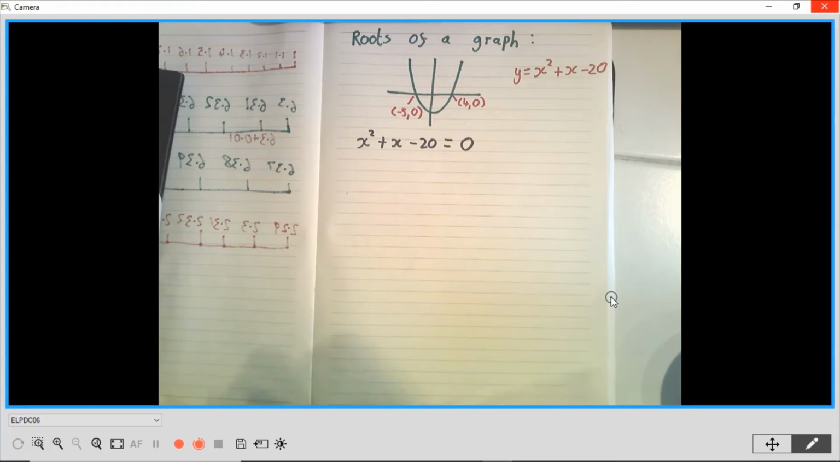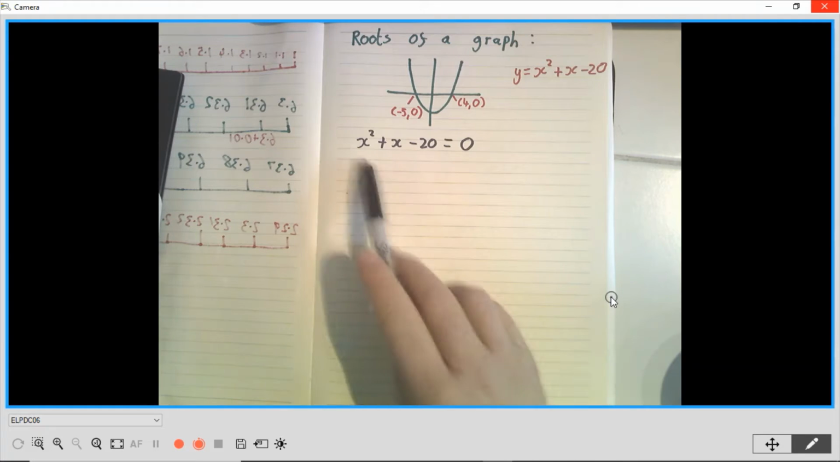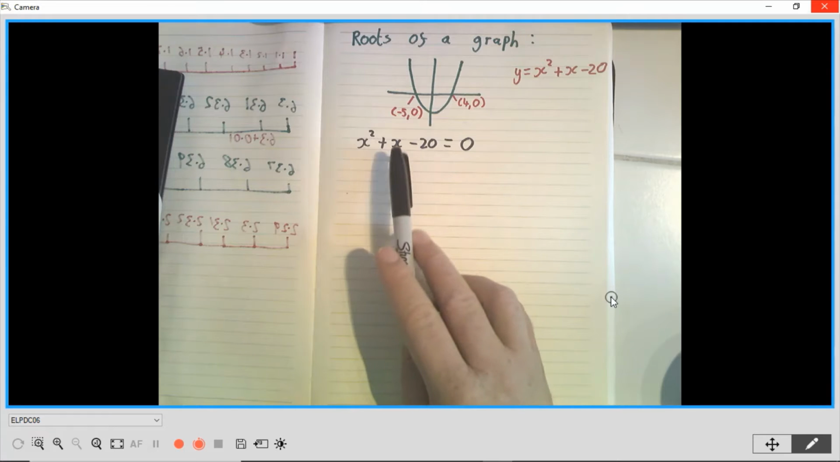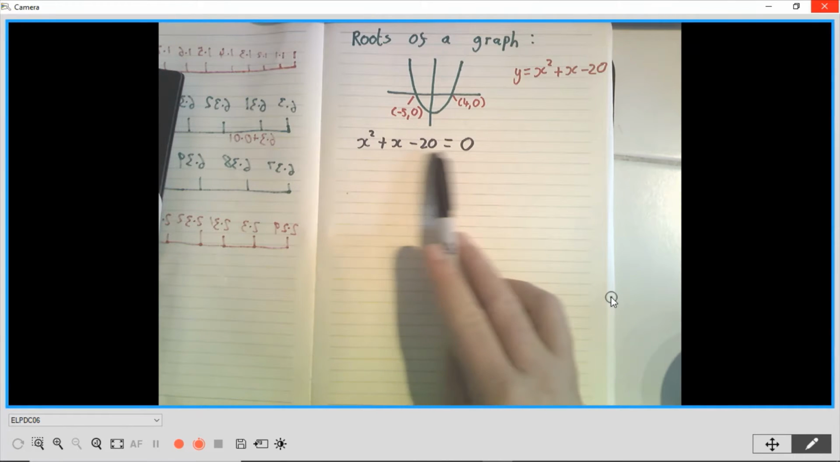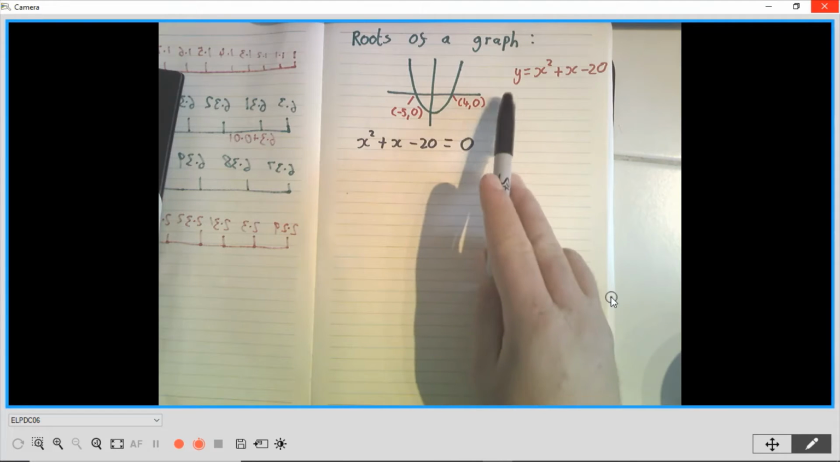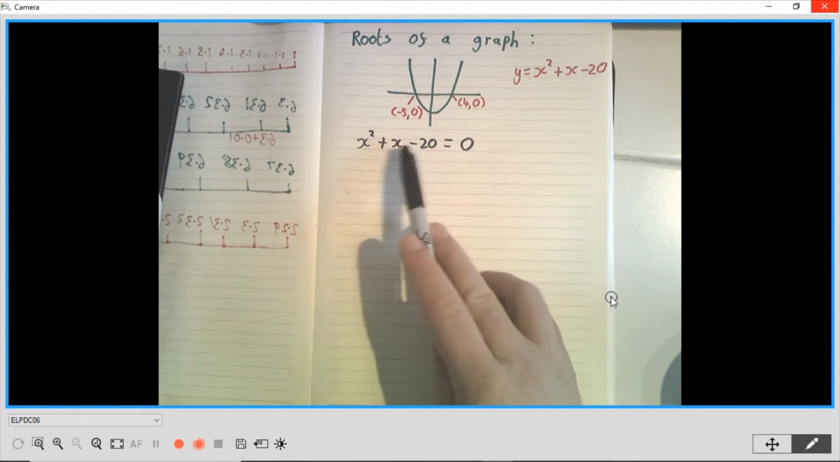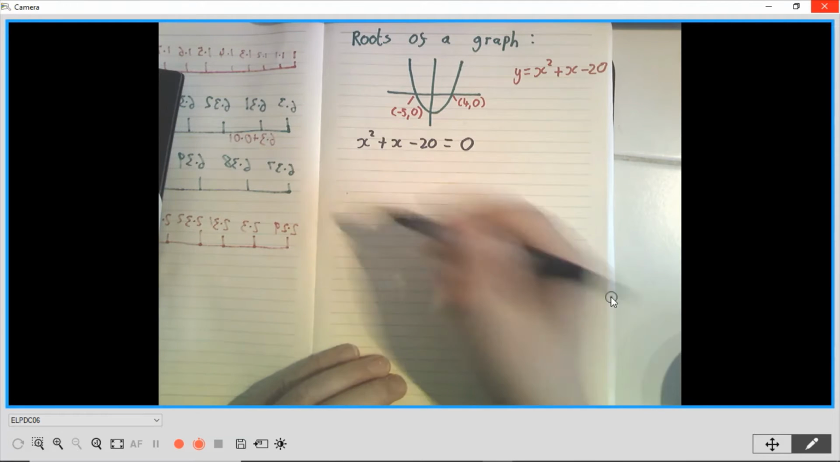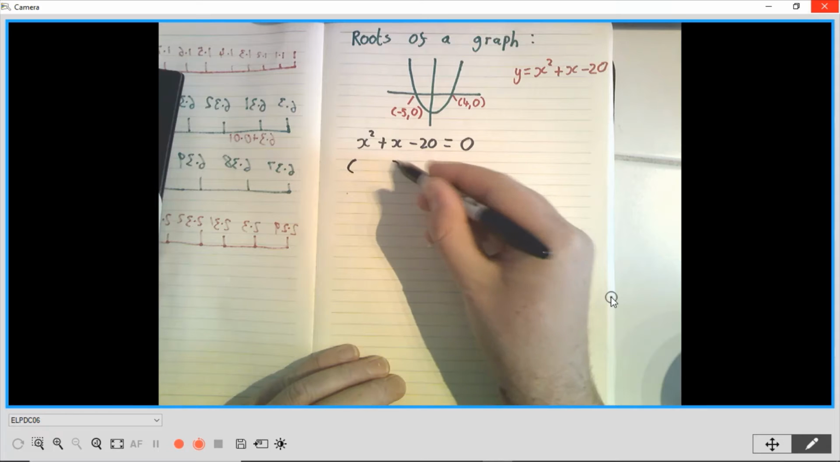So what does that have to do with the equation? Well, let's have a look at this equation. Suppose I gave you this and said, I want you to tell me what x is equal to. So when this here equals 0, in other words, when y is equal to 0, what is the value of x? If you remember your factorizing, you can see that this factorizes.